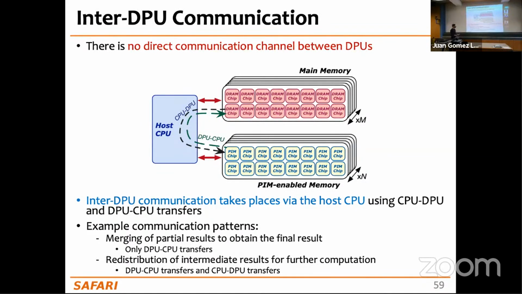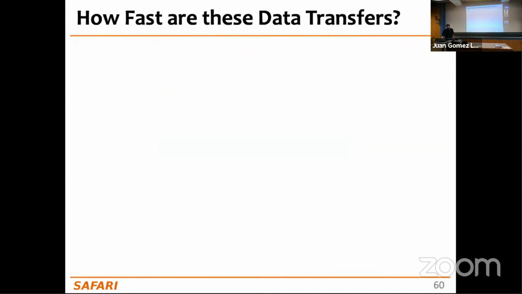More complex patterns require redistribution of intermediate results. For example, you have, say, a graph processing algorithm that is iterative, right? And after each iteration, you have certain intermediate data that you need to redistribute. For example, to ensure load balancing across DPUs. That could be one potential reason, right? So in this case, we need data transfers from the DPUs to the CPU, then do the redistribution, and then move the intermediate results back to the PIM-enabled memory. So it's a more complex communication pattern, as you can see.